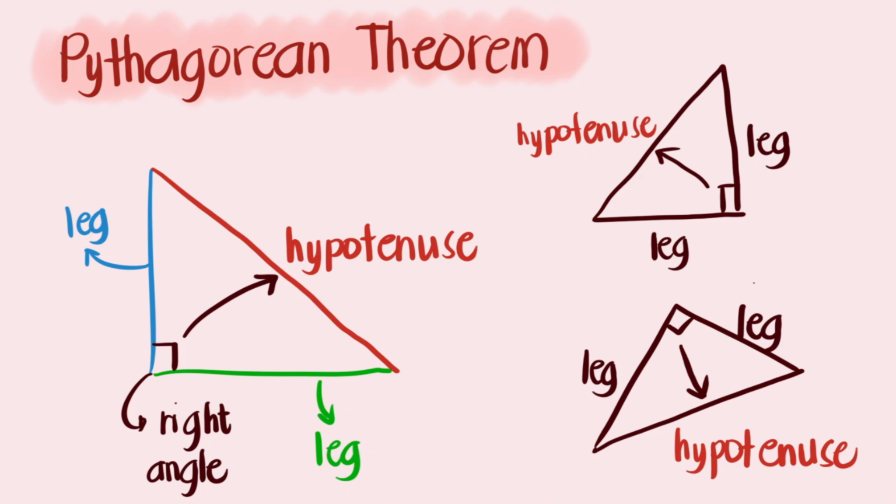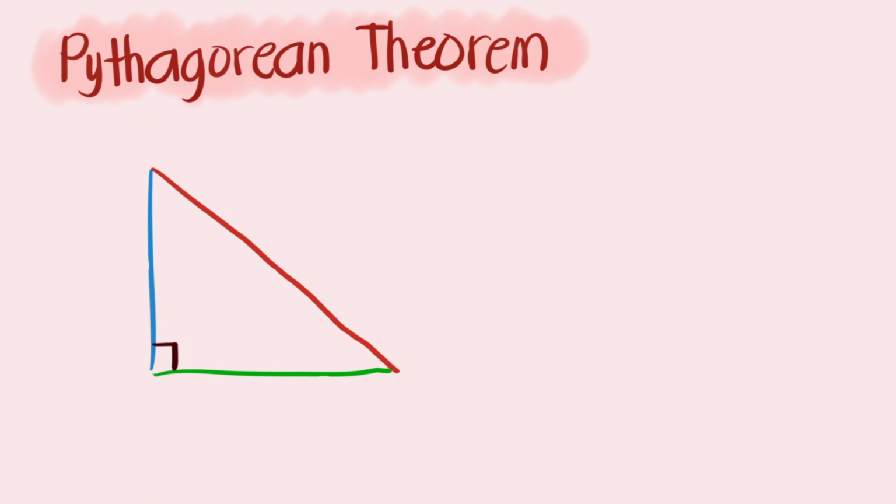Let's move on and assign variables to the sides. Let variable A represent the length of this leg. Let variable B represent the length of this leg. And finally, let C represent the length of this side. Here, A and B are the legs, and C is the hypotenuse of the triangle.